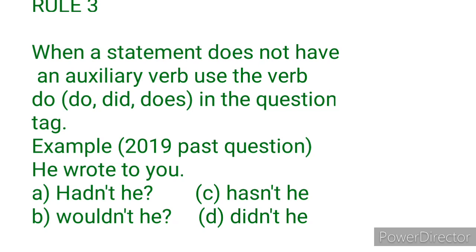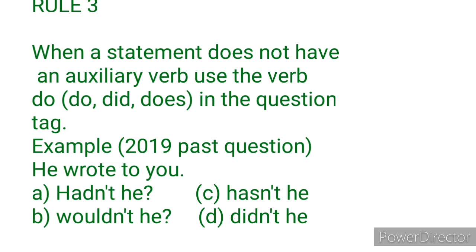Now let's see an example from 2019 past questions. Question 28. He wrote to you. We have option A, hadn't he? Option B, wouldn't he? C, hasn't he? And D, didn't he? The statement does not contain a helping verb or an auxiliary verb, so we will choose the option that contains do.